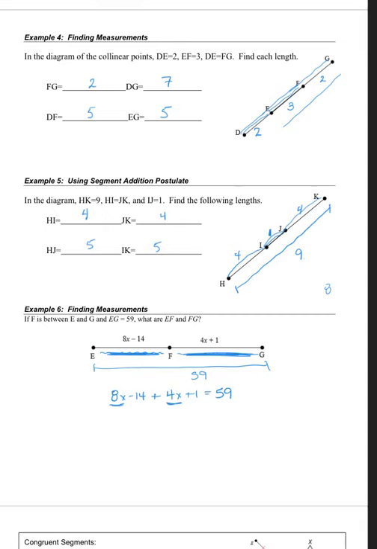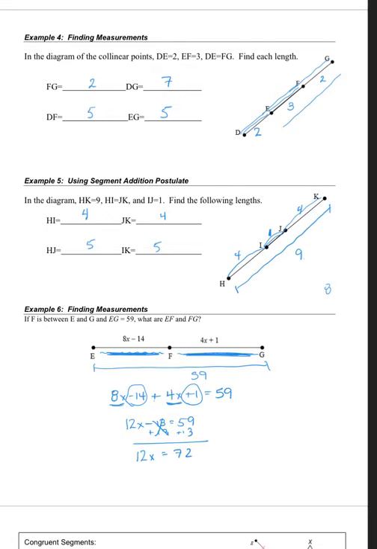So we know that 8x and 4x are on the same side of the equal sign, so we're just going to combine them. So 8 plus 4 is 12x. And then we have negative 14 plus 1, again on the same side of the equal sign. So negative 14 plus 1 is negative 13, and that has to equal 59. We're going to add our 13 to both sides. So that gives me 12x equals 72.